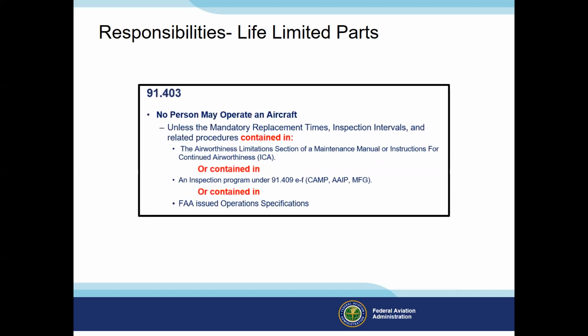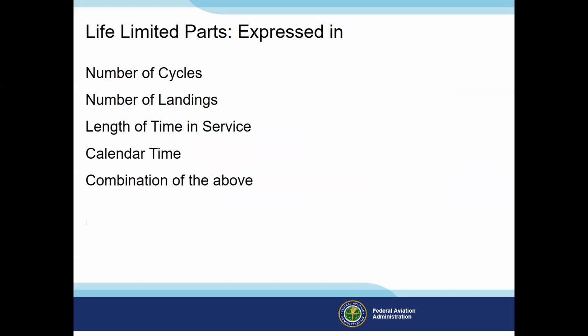And the owner has a responsibility under 91.403. They can't operate an aircraft unless the mandatory replacement times, inspection intervals, and related procedures contained in the airworthiness limitations section, or an inspection program that they've selected under 91.409(e) through (f), or contained in FAA-issued op specs, are complied with. Life-limited parts are expressed in the number of cycles, number of landings, time in service, calendar time, or a combination of all the above.